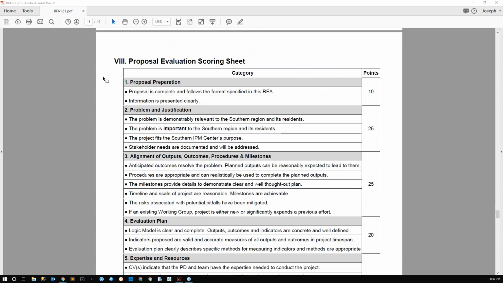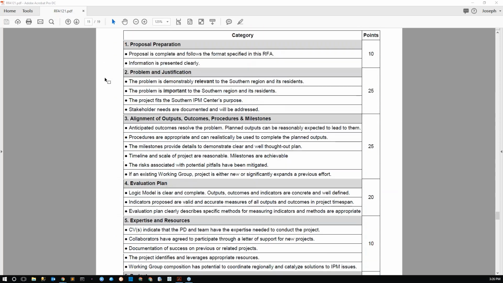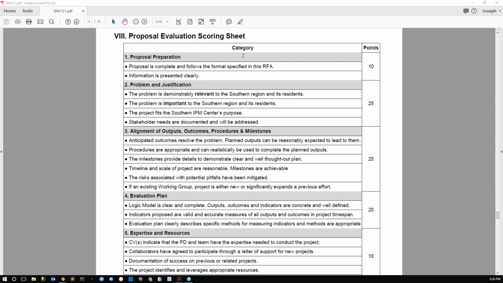I always encourage everyone to look at page 15. These are the explicit things that the panel is asked when they're looking at your proposal. One of the best checks you can do is go through your proposal and ask yourself honestly, did I follow all the format guidelines in the RFA? Those are pretty easy points. Is the information presented clearly?